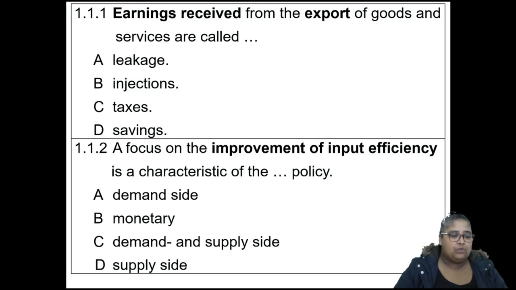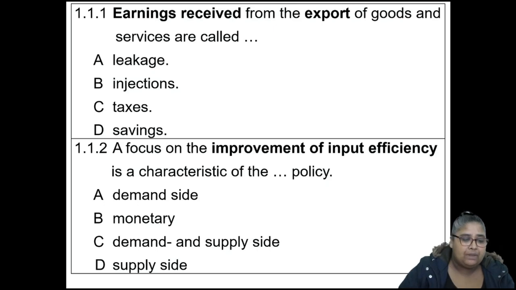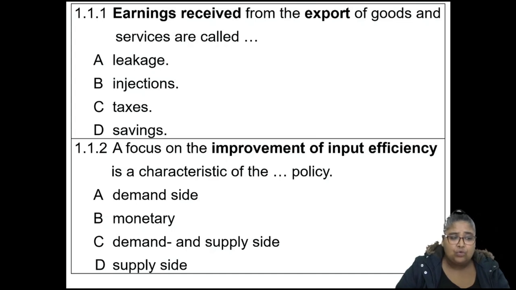Question 1.1.2, a focus on the improvement of input efficiency is a characteristic of which type of policy? So, the improvement of input efficiency, we are referring to your raw materials, your factors of production that firms use to manufacture goods and services. So, if we are looking at firms specifically or businesses, we are looking at the supply side of the economy. So, your answer there would be D.